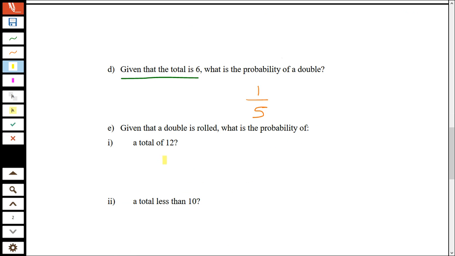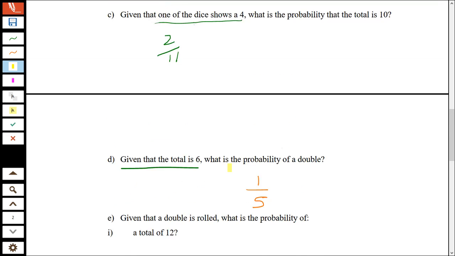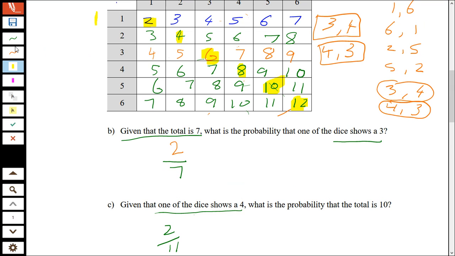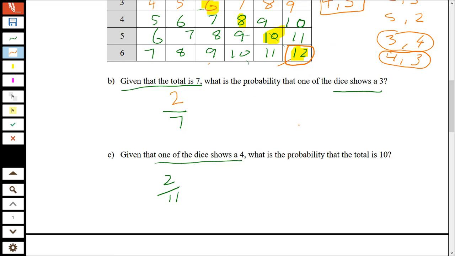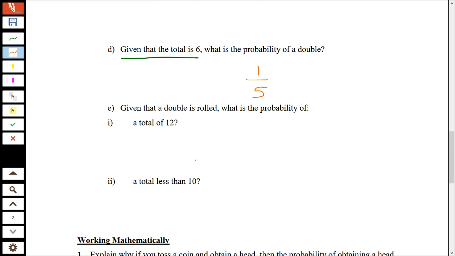And the question says, what's the probability that you get a total of 12? Well, there's only one total of 12. Here it is. So altogether, there is 1 chance in 6. Okay, so there you go. So 1 chance out of 6.